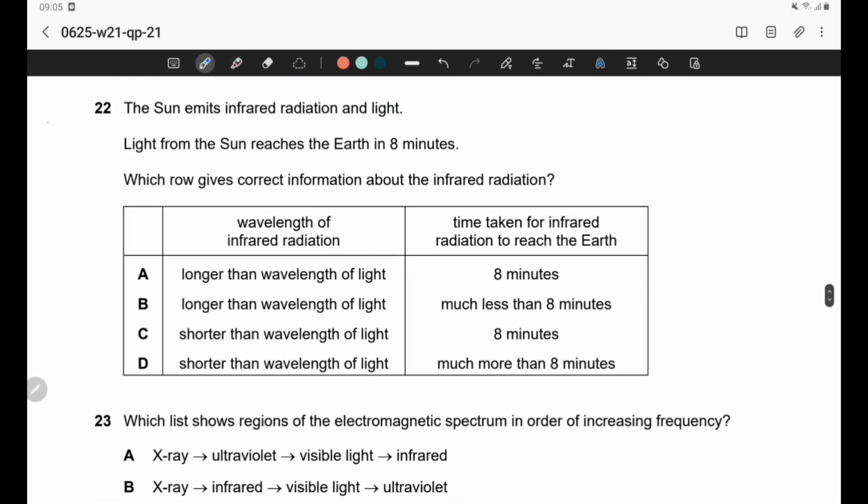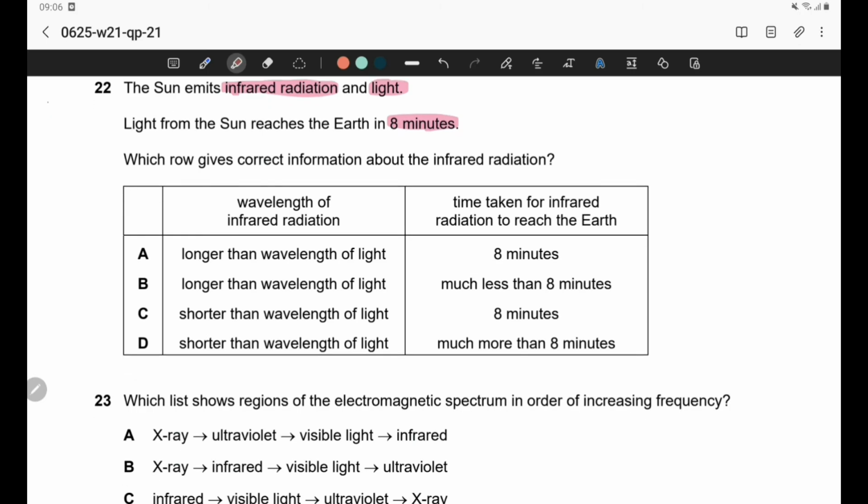Question 22. The sun emits infrared radiation and light. Light from the sun reaches the earth in 8 minutes. Which row gives correct information about infrared radiation? Option A says the wavelength of infrared radiation is longer than the wavelength of light, which is correct. You have to memorize the range of wavelength for all electromagnetic waves so you can identify this statement is correct. And the time taken for the infrared radiation to reach Earth is 8 minutes.